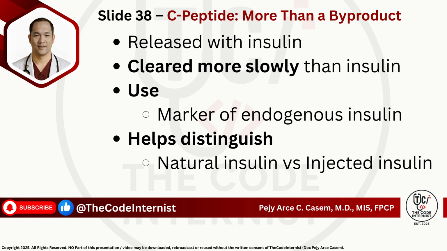C-peptide is more than just a leftover piece. It's released at the same time as insulin and stays in the blood longer, making it a useful marker to measure how much natural insulin the body is making. Doctors use it to figure out if someone is making their own insulin or if the insulin is coming from injections, especially in cases of unexplained low blood sugar.